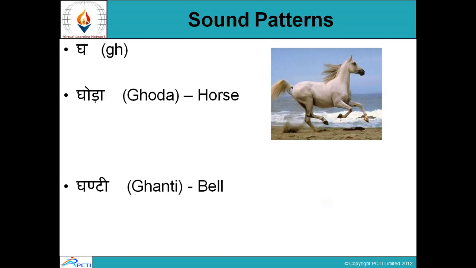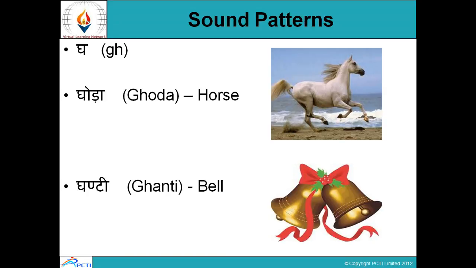Next word with gh: ghoda. Ghoda is what? Horse. It's an animal which runs very fast, usually used by people in earlier times to transport, because vehicles were not there. So people used it as a vehicle to go from one place to another. It's called ghoda.